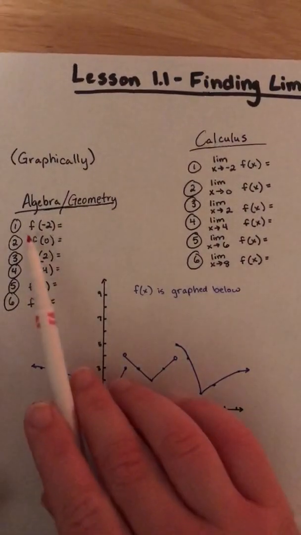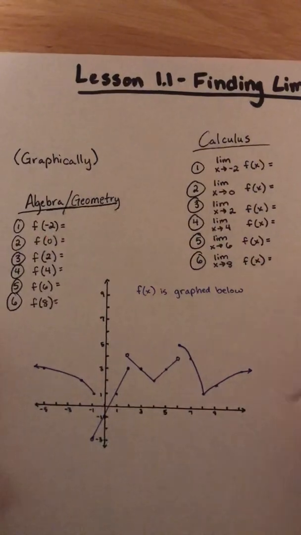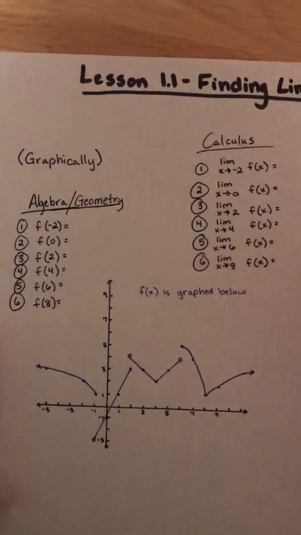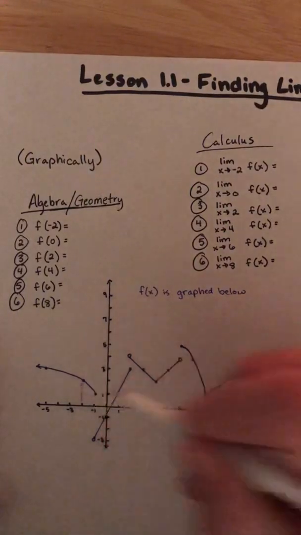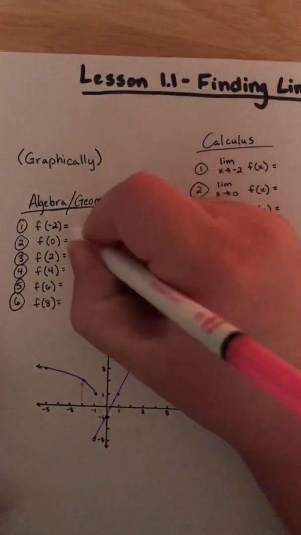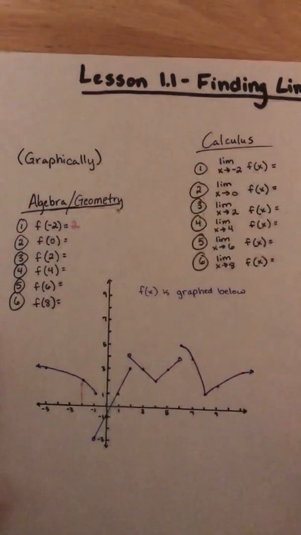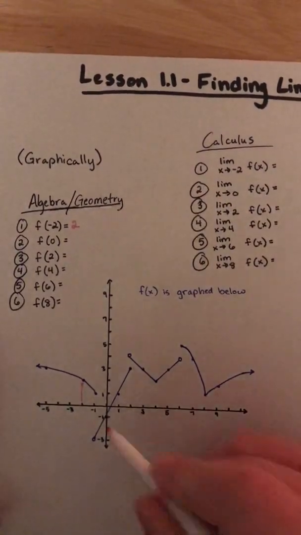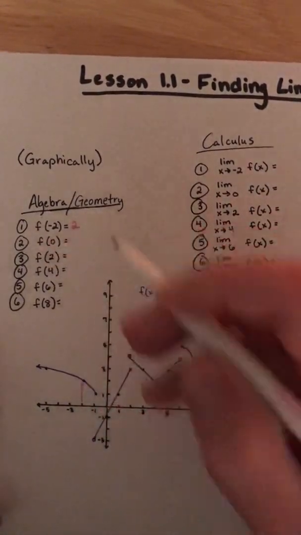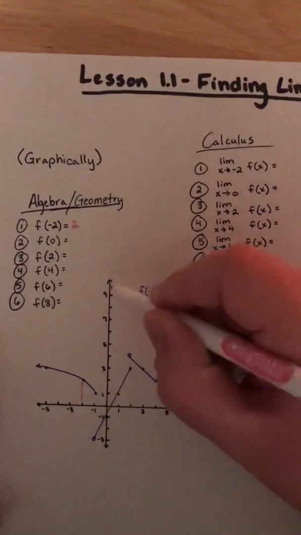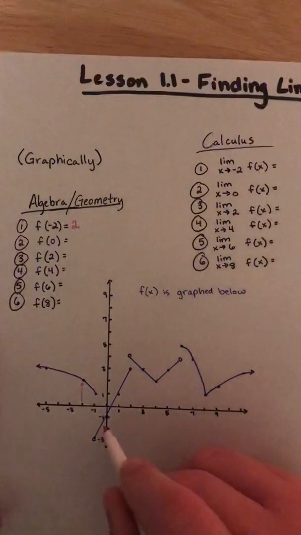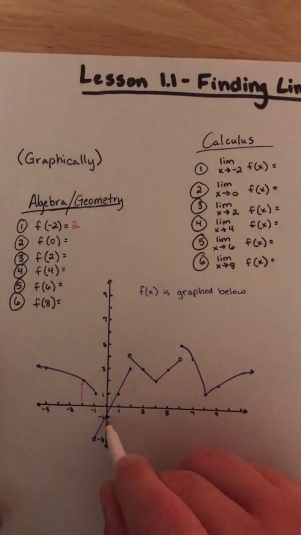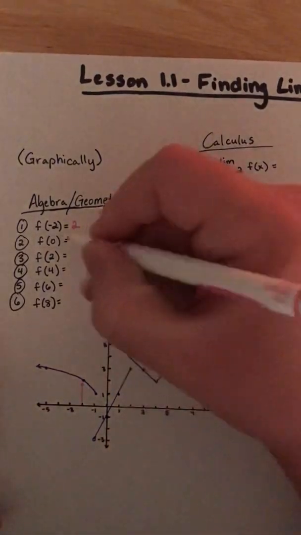So the first one says find f of negative 2. So that means I'm going to come over here to the x-axis and find where negative 2 is and find out what the y value is. In this case, it's positive 2. Then I'm going to come over here and the next one says f of 0. So I'm going to find an x value of 0, which happens to be on the y-axis. I'm going to find out what the y value is of that. If you notice, it's down here at negative 1. That is our y-intercept.